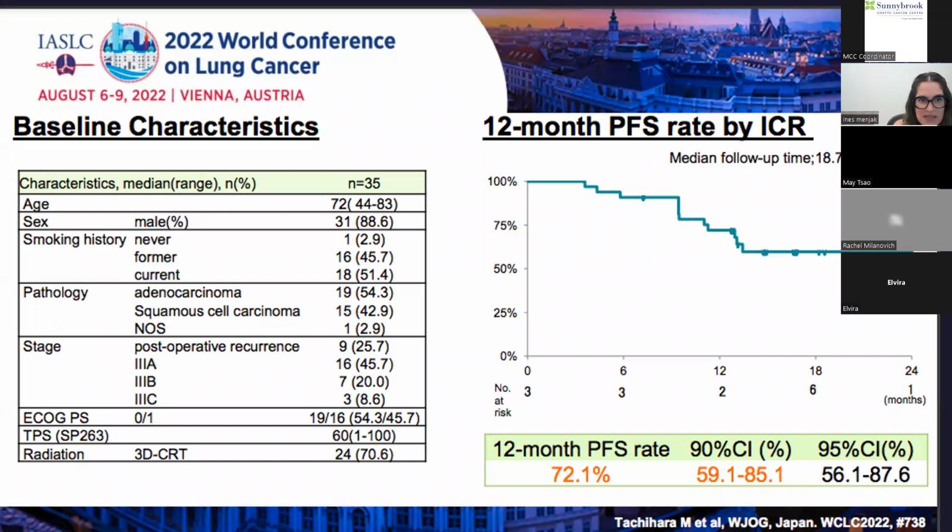In terms of baseline characteristics, the median age was 72 years old. The majority of patients were male, 88%, with smoking history, stage 3A represented by 45% and stage 3B 20%. 7% received the radiation, and the primary endpoint, 12-month PFS rate, was 72.1%, higher than the expected 50%, with a median follow-up of 12.7 months.